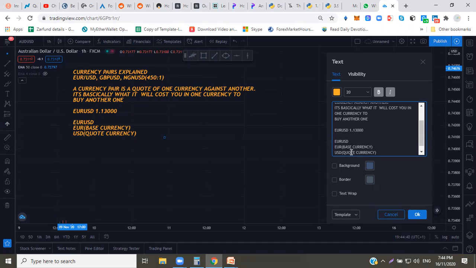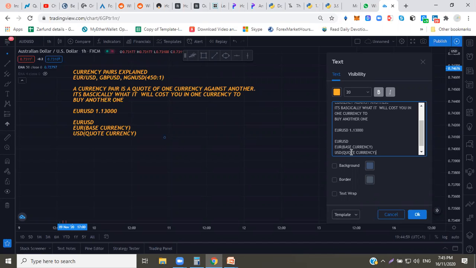So every time you see that, NGN USD, the NGN is the base currency and the USD is the quote currency. Now, the reason we call the first one the base currency is because it's the basis of the transaction.